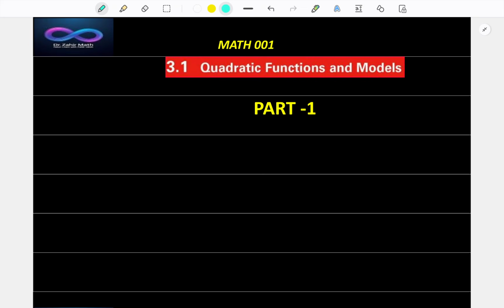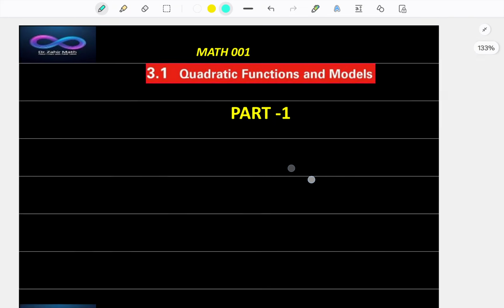In this video, I'm going to start Module 4. Exercise 3.1 is a very important topic for exams: quadratic functions. We will understand the standard form, vertex, axis of symmetry, and how the parabola opens upward and downward. Before solving any questions, we will focus on definitions, key formulas, and the structure of a quadratic function. Let's start.